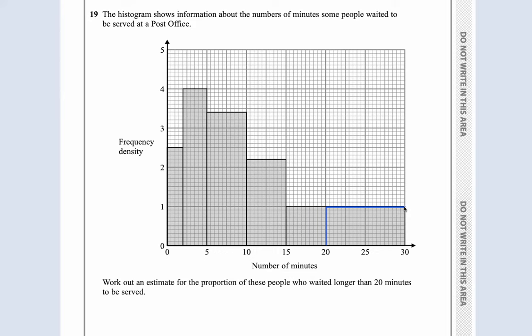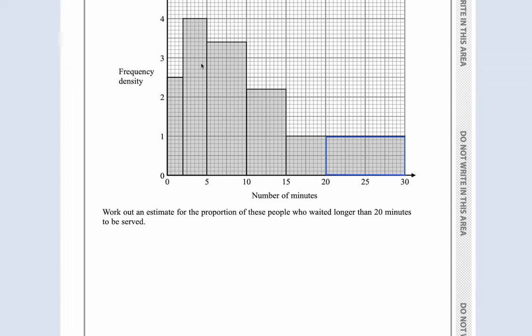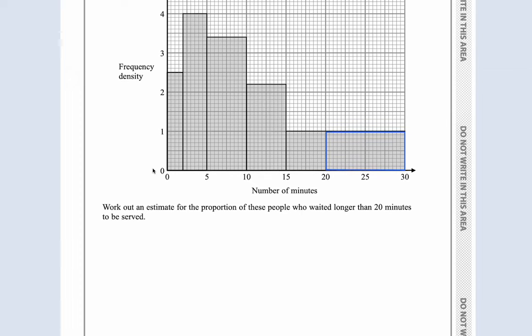what fraction of the whole, because if you remember, in a histogram, it's all about area. The area gives you the number of people. So I just need to find out what fraction of the total is this blue area here. So what fraction of the total area is the blue area? So the total area I need to do.